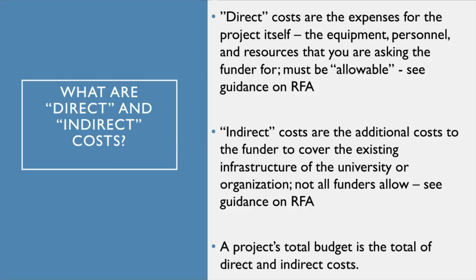So you do need to understand, are there indirect costs? If so, are they added to the total or are they kind of subsumed under the total amount you're allowed to go for?